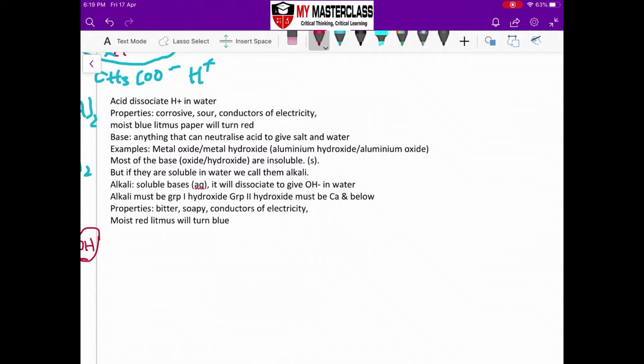Okay, so definition of acid. Acid will dissociate to give hydrogen ions in water. Properties: they are corrosive, sour, they are conductors of electricity. Your moist blue litmus paper will turn red.